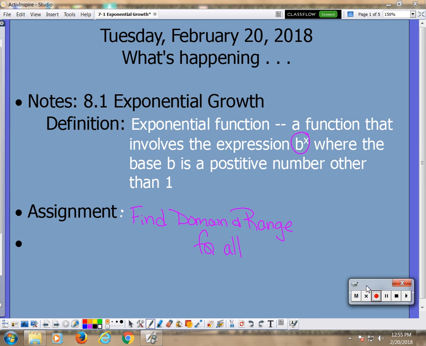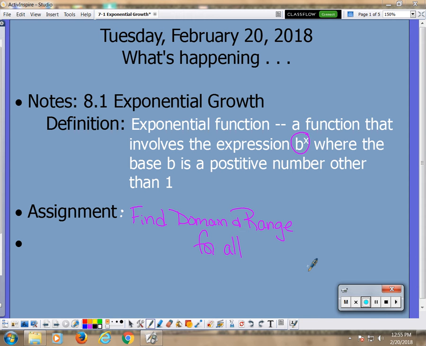All right, ladies and gentlemen, we are going to talk about exponential growth today. So exponential growth, definition. An exponential function is a function that involves the expression b to the x power, where the base b is a positive number other than 1. So for an exponential function, that b can be some fraction between 0 and 1, or it will be above 1. Now for today, everything we're going to do, because it's exponential growth, b will be bigger than 1.